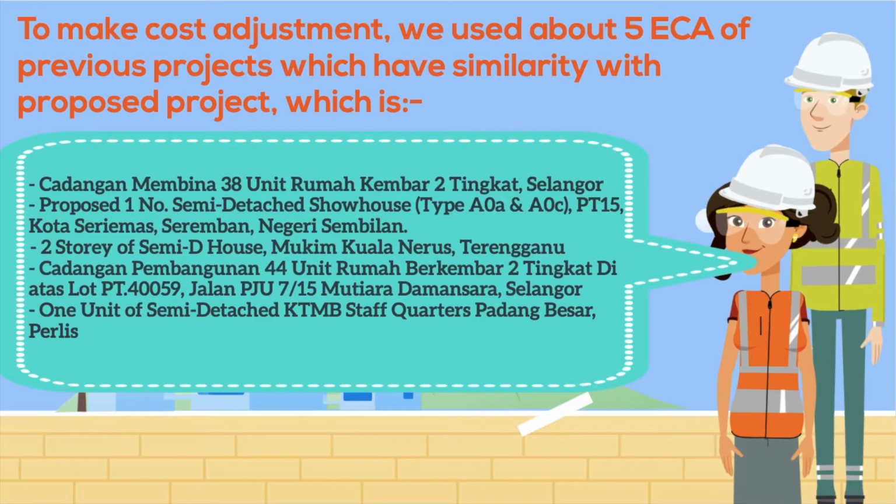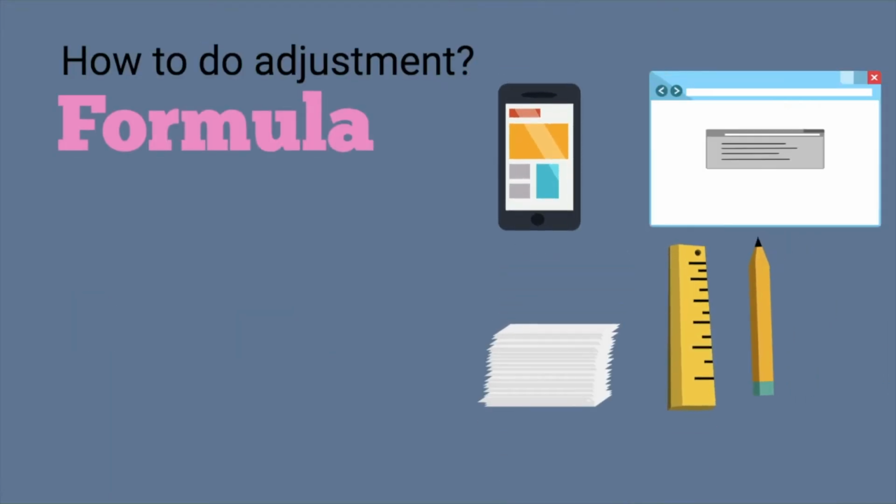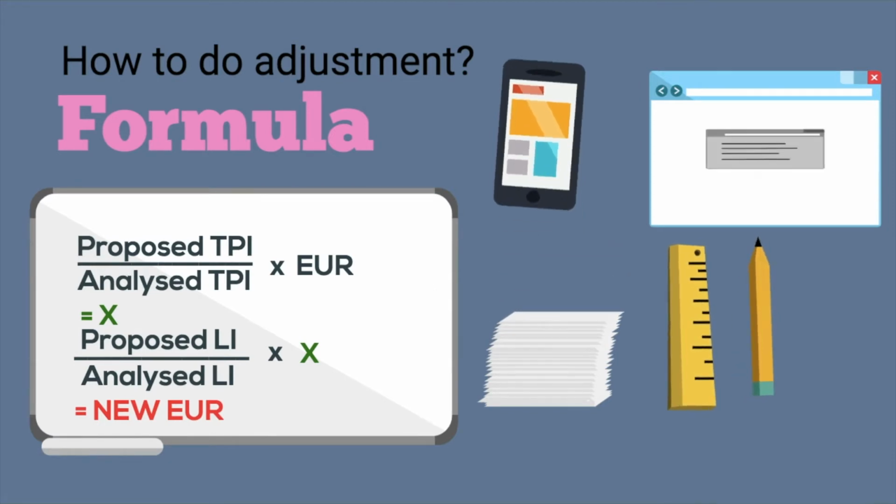To make the cost adjustment, we use about 5 ECAs of previous projects which have similarity with the proposed project, which is cadangan membina 38 unit rumah kembar 2 tingkat Selangor, proposed one-level semi-detached row house type AOA and AOC PT15 Kota Seria Mas Seremban Negeri Sembilan, 2-story semi-D house Mukim Kuala Nerus Terengganu, cadangan pembangunan 44 unit rumah berkembar 2 tingkat di atas lot PT 40059 Jalan PJU 715 Mutiara Damansara Selangor, and 1 unit of semi-detached KTMB Staff Quarters Padang Besar Perlis.